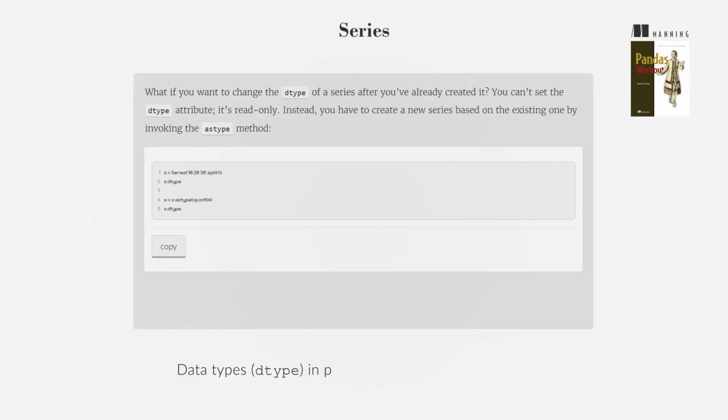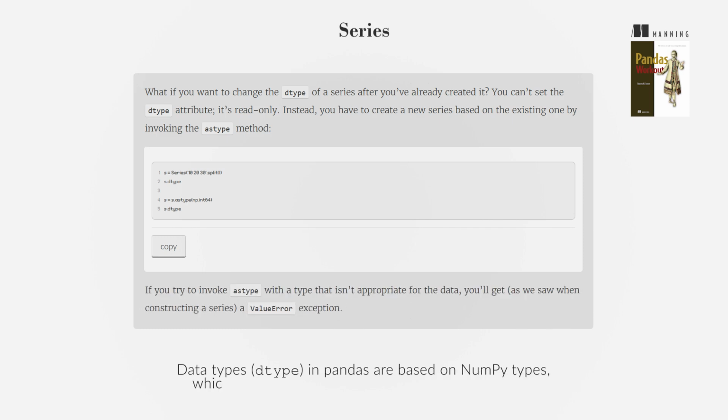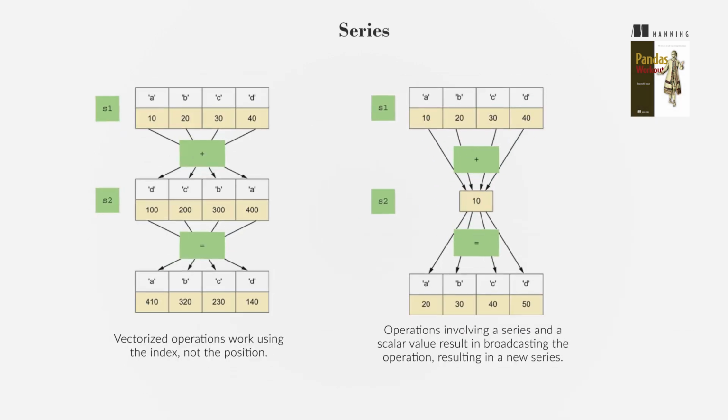Data types, dtype, in Pandas are based on NumPy types, which are important for memory usage and accuracy. Changing the dtype of a series can be done using the astype method. Scaling test scores can be achieved through vectorized operations and broadcasting, where an operation is applied to each series element. The index plays a crucial role in these operations.